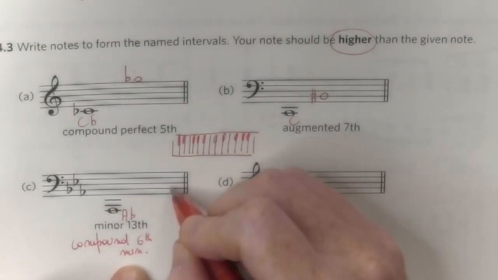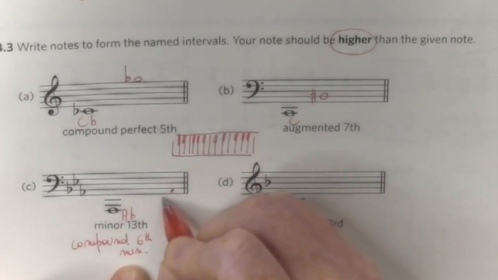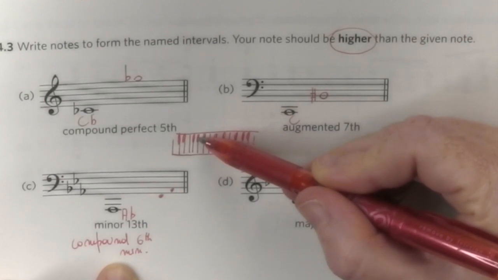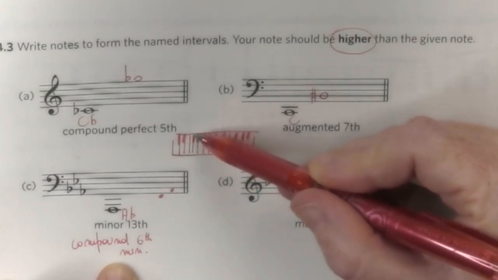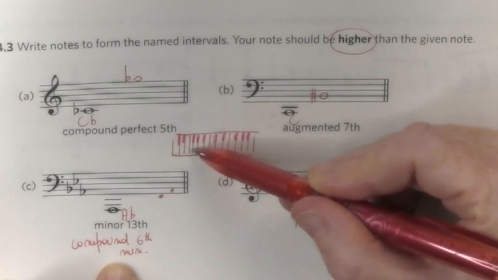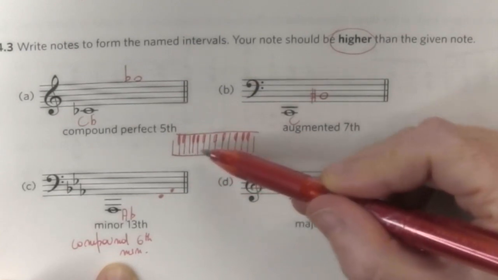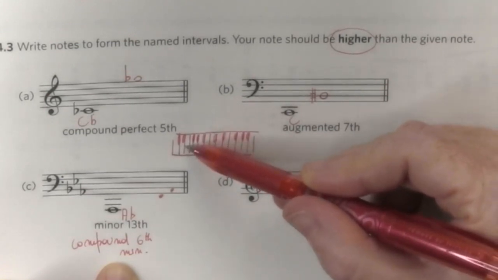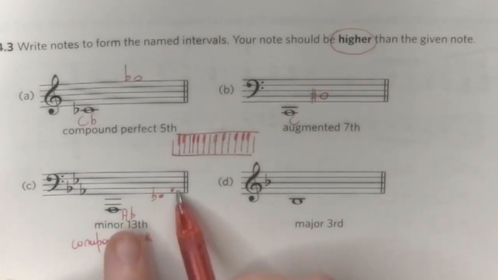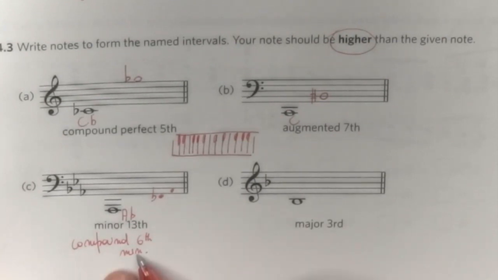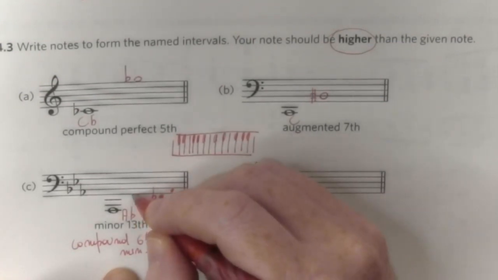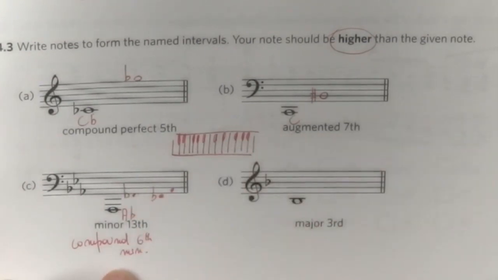So, la flat, let's do it here. A third, I need to write a major third from la flat. La flat, two tones apart, so one and two. Fa flat. Sorry, from A flat, one, G flat, and two, F flat. Now, la, fa flat is a major third. But if we flip it over, so if fa goes above, it becomes a minor six. Now, this is a simple interval.